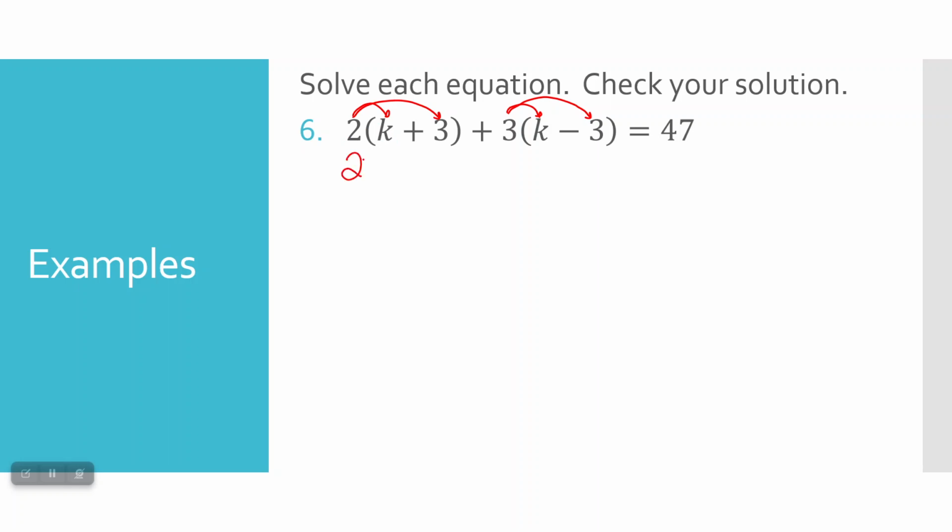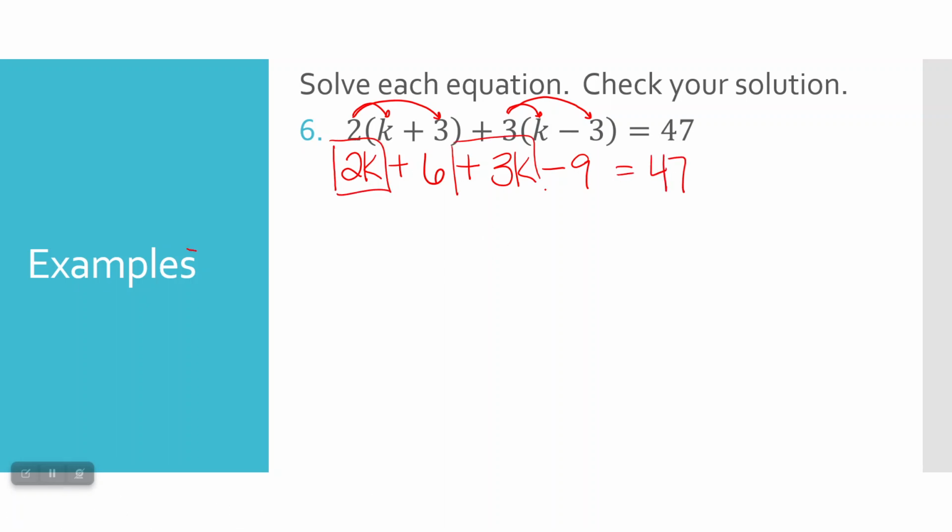2 times k is 2k. 2 times 3 is 6. 3 times k is 3k. 3 times 3 is 9. Notice I can copy the sign from the middle of the distributive property because both of the numbers that I distributed through the parentheses were positive.